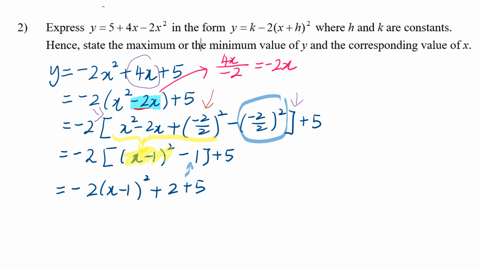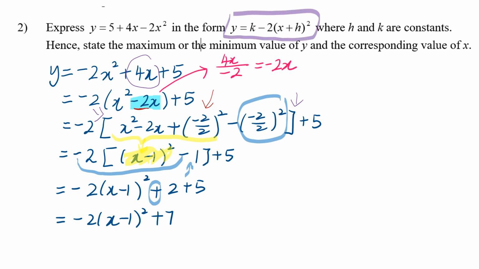The square bracket remains there. Very important, square brackets remain there. The next step is to multiply the negative 2 into the square bracket. And why do I get a positive here? When you take a negative times a negative, you get a positive. But you have to rearrange it in this form.